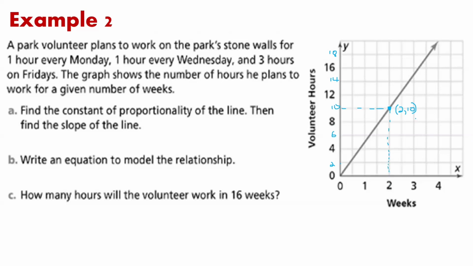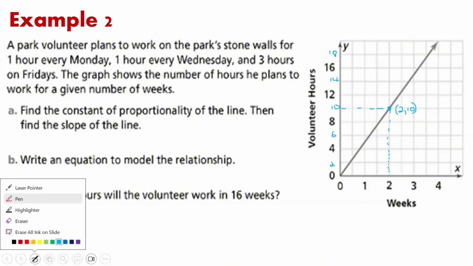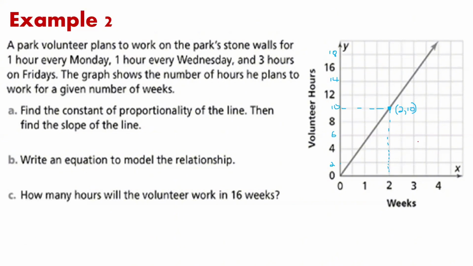Now that I have identified one point on my graph, I am going to go ahead and use that point to find my constant of proportionality. To find my constant of proportionality, all I need to do is to divide my y value by my x value. To represent the constant, k is normally used. To find k, we divide y by x.